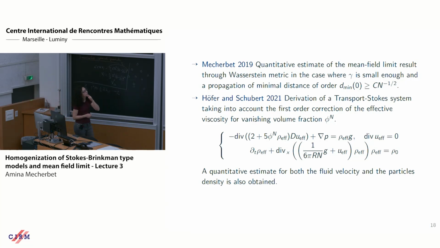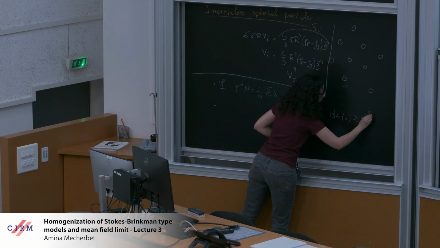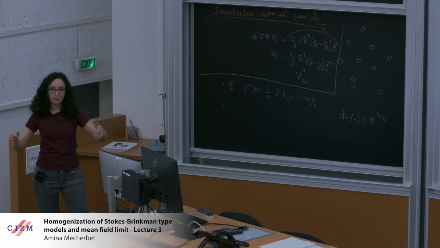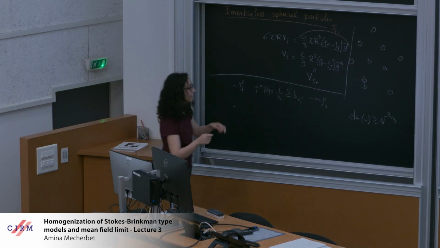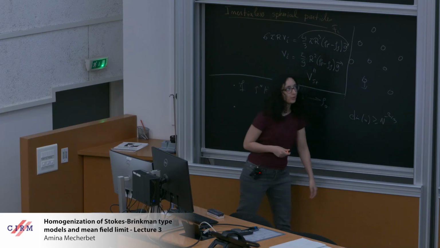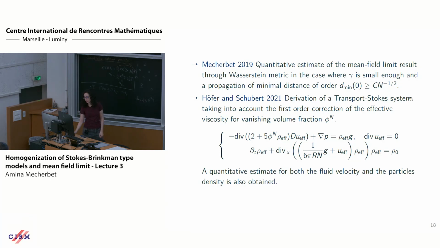Actually, the best that we would like for the minimal distance would be d_min larger than n to the minus 2/3, which is the case where the particles are randomly distributed. You know that almost surely their minimal distance is at worst like 1 over n to the power of 2/3. So this is far from being enough, right? And so there was another result by Richard Höfer and Richard Schubert, where they incorporated the effective viscosity.